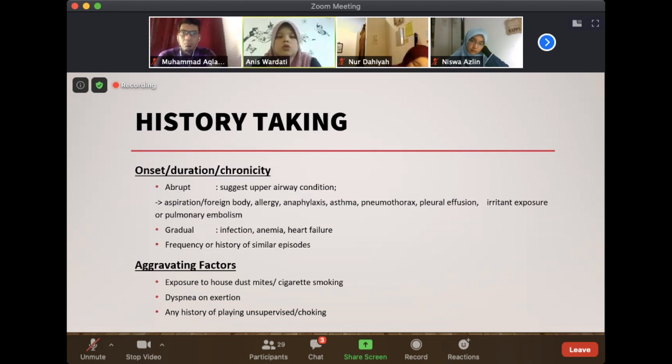And we also need to ask whether this is the first episode or it is already recurrent, which suggests more of chronicity. Okay, for aggravating factors, we can also ask about exposure to house dust mite or cigarette smoking, which can precipitate breathlessness in patients that have asthma, or dyspnea on exertion, which is also suggestive of asthma, or any history of playing unsupervised or a history of choking. This is suggestive of a foreign body aspiration. So when they are playing unsupervised, probably they take something without knowing.